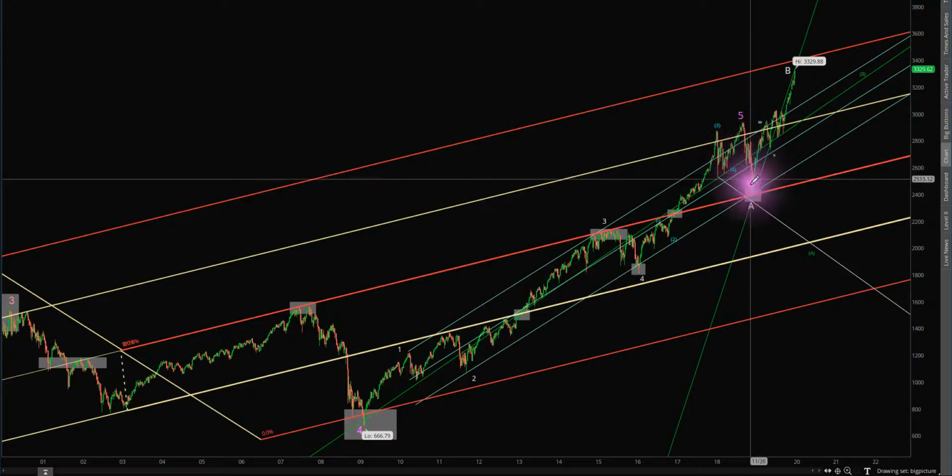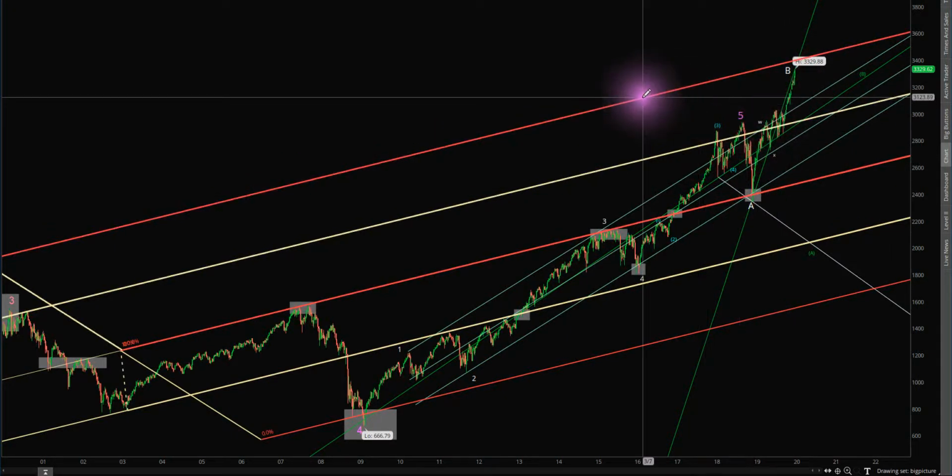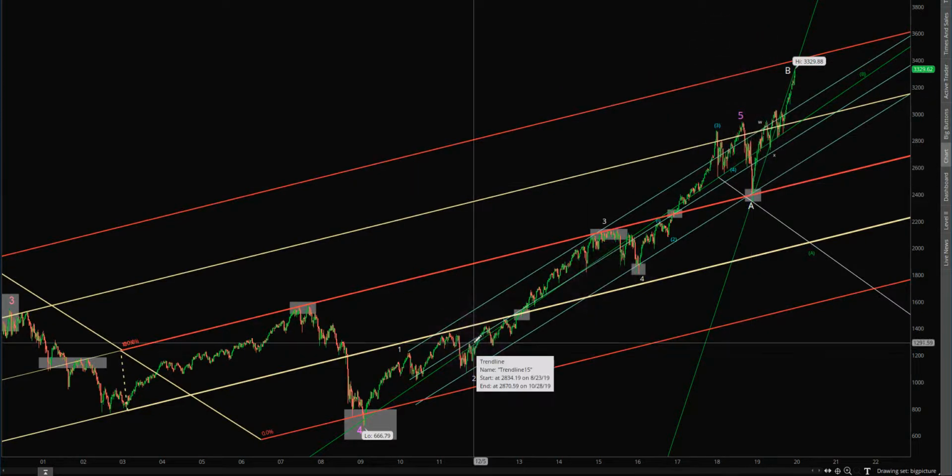So this B wave can be counted as a double zigzag. I will show you that on another chart.